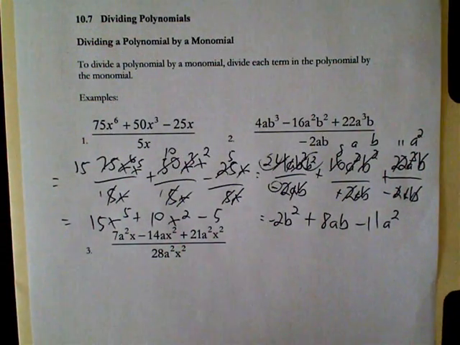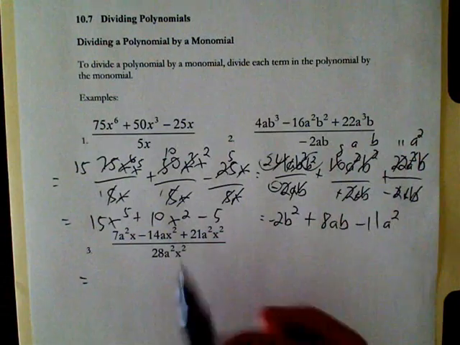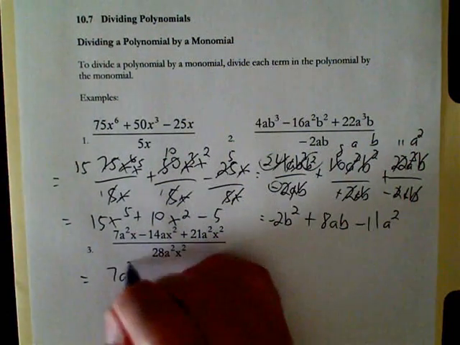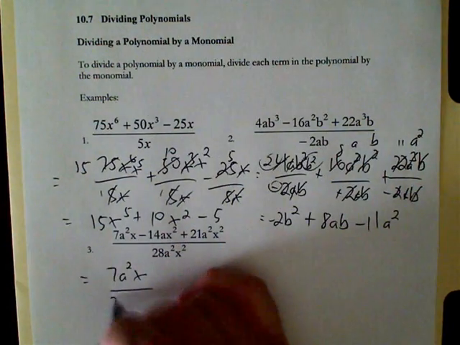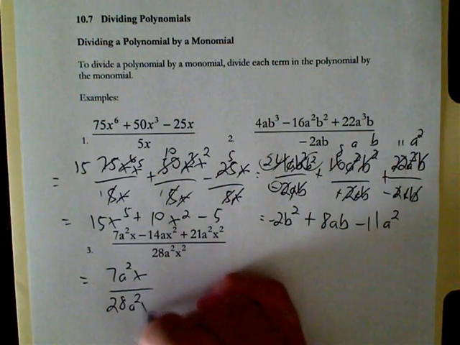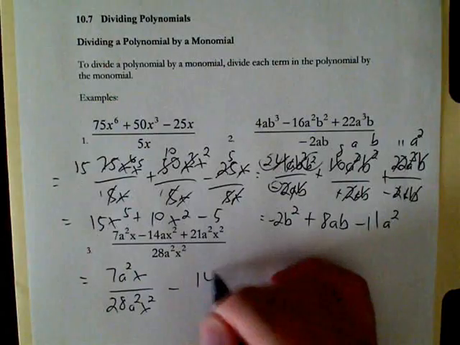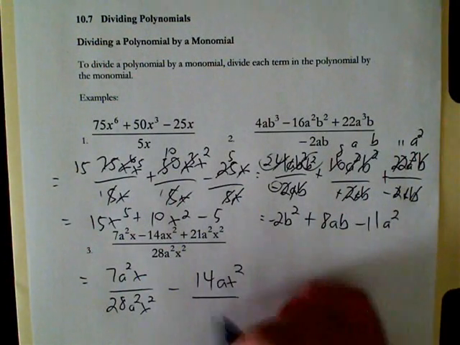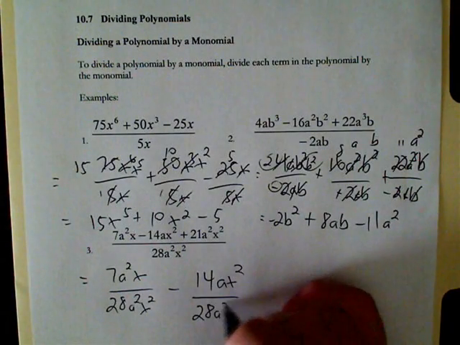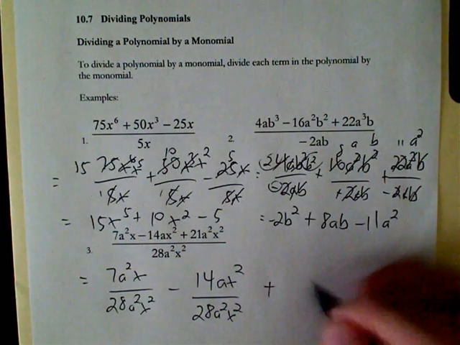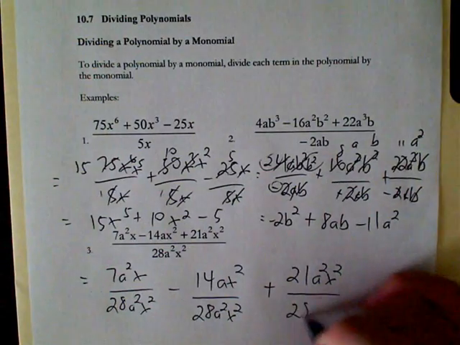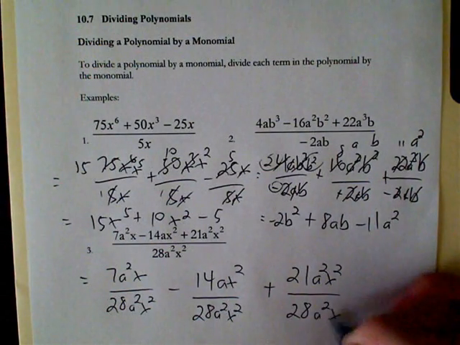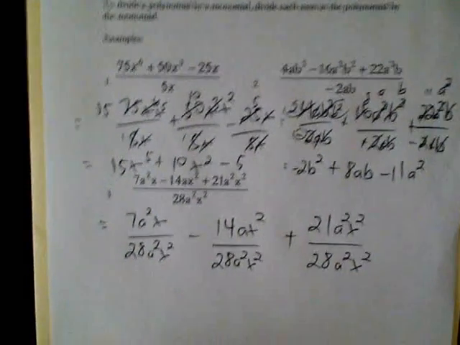Now number 3 is a little more interesting. This is the reason why we really want to separate and then reduce. So we have 7a squared x over 28a squared x squared minus 14a x squared divided by 28a squared x squared. Doing the same thing for the 21a squared x squared. Remember, we're not worried about what results. We're just trying to set it up correctly, and then whatever happens, so be it.